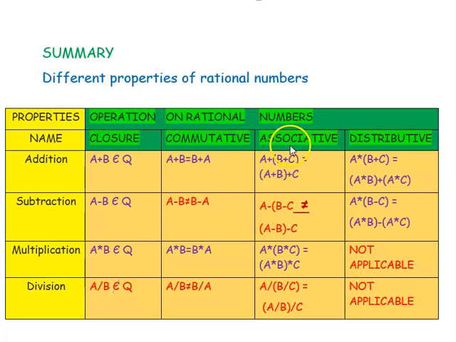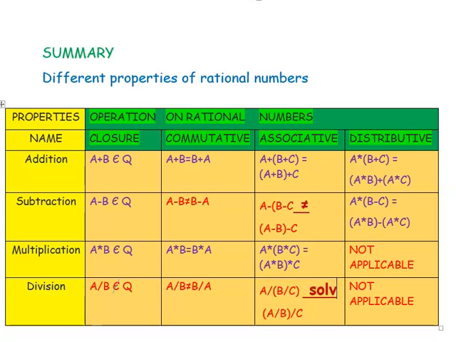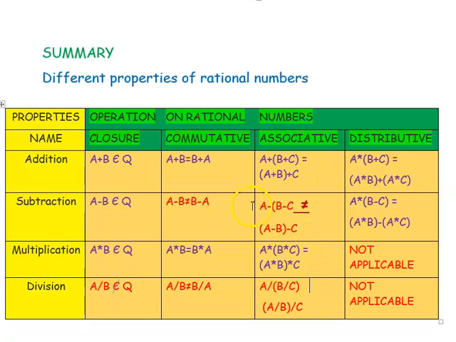The next property is the associative property. For addition, (a plus b) plus c is equal to a plus (b plus c). So we can do this operation in any order. The addition can be performed in any order. The next property is subtraction. So for subtraction, (a minus b) minus c is not equal to a minus (b minus c). So the associative property for subtraction is not satisfied.